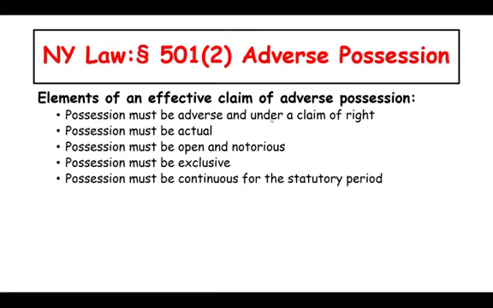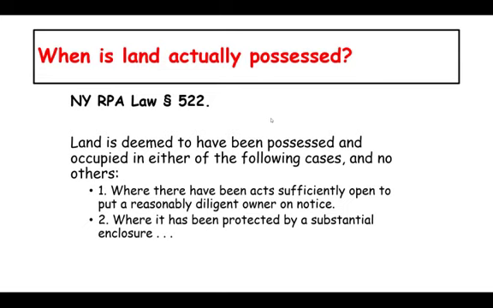What does it mean to say that possession is open and notorious? Open and notorious gets combined often with actual possession. There has to be an entry, and it has to be the kind of entry that gives a big signal to the record owner that they need to do something. So under New York law, land is deemed to have been possessed and occupied when there have been acts sufficiently open to put a reasonably diligent owner on notice. That's super helpful. It defines itself as itself, or where it has been protected by a substantial enclosure.